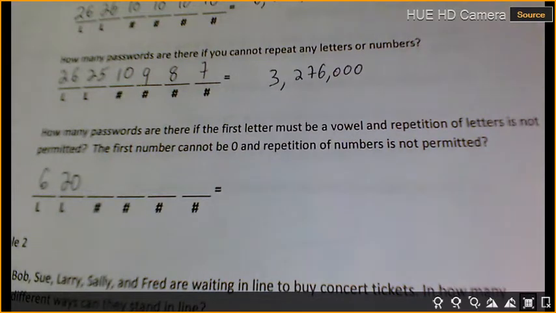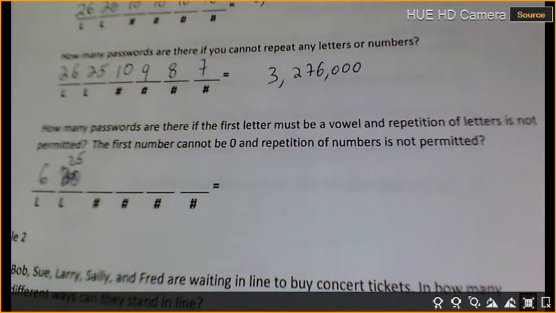You know what? I don't agree. I think I have the wrong answer here. I think it should be 25. I think you guys were right. Because it doesn't say that I can't have a vowel in the next one. It's just that first one. So it's just one less. I think it's good. So it is 25. Okay.